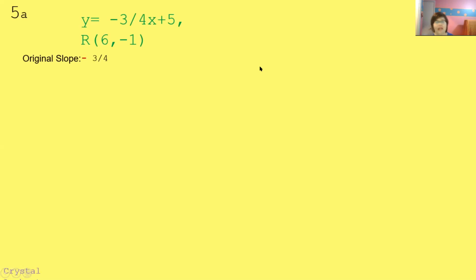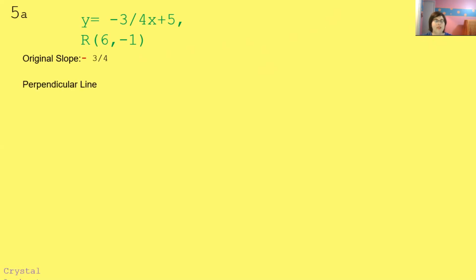Then we get to 5a, and with this one, we're given y is equal to negative 3/4 x plus 5, and we're given the point 6, negative 1. Now, with this one, we're trying to determine the perpendicular line, right? The equation of the perpendicular line.